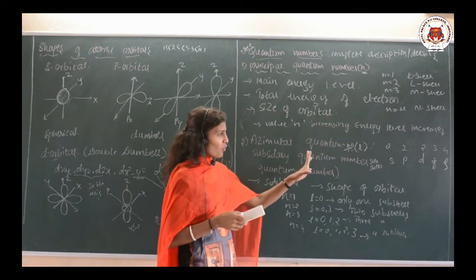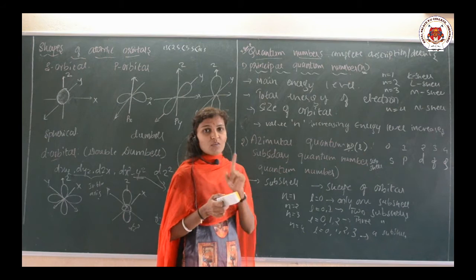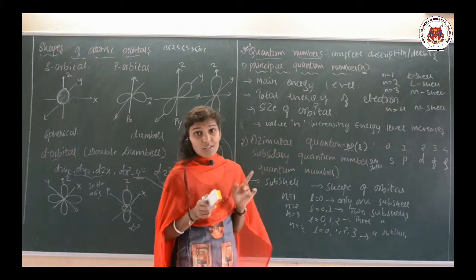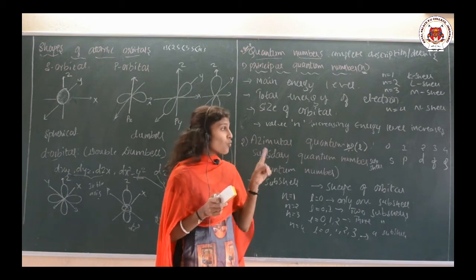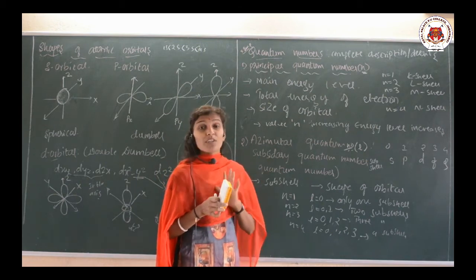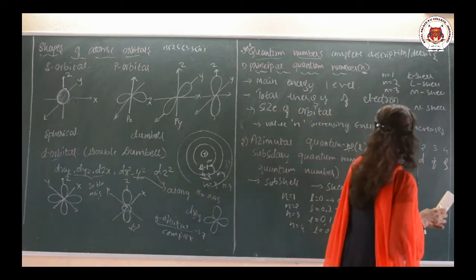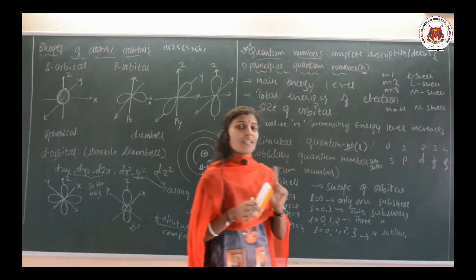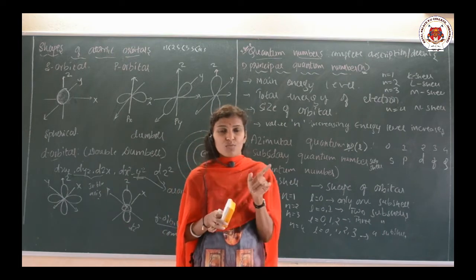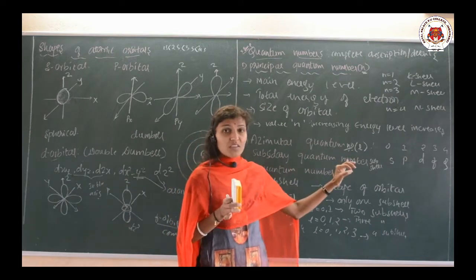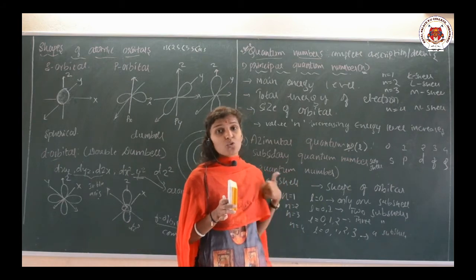If l is 0, that subshell is always s. If l is 1, that subshell is always p. If l is 2, that subshell is always d. If l is 3, that subshell is always f. Keep in mind. If it is clear, then only you will be able to understand the next two quantum numbers.